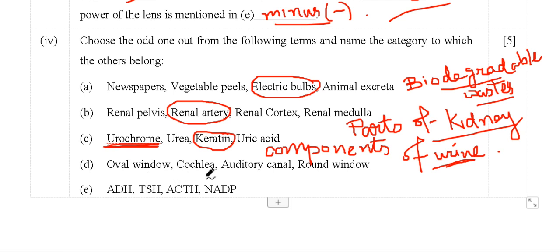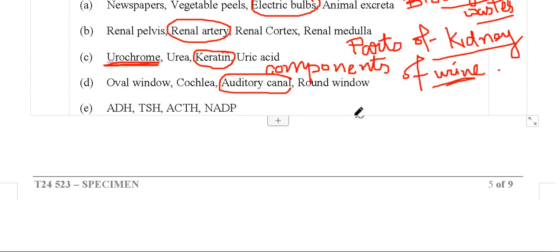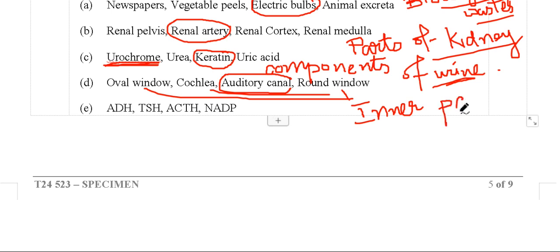Next, oval window, cochlea, auditory canal, and round window. So here the correct answer will be, the odd one will be auditory canal. And for the rest of these, if we take them as a category, it will be inner parts of ear. If we take them all, inner or internal parts of ear.